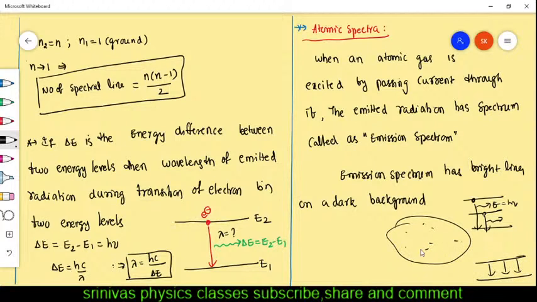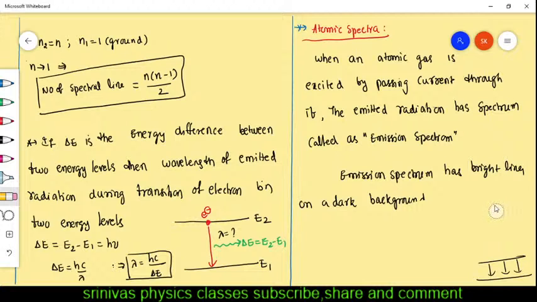How does the emission spectrum form? Because of the transition of electrons from a higher energy state to a lower energy state. When the electron transition occurs from higher to lower energy state, energy is released, and that energy released forms the bright lines on the dark background. The emission spectrum has bright lines on the dark background.